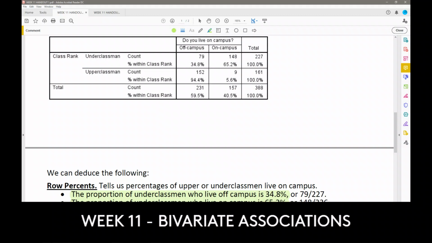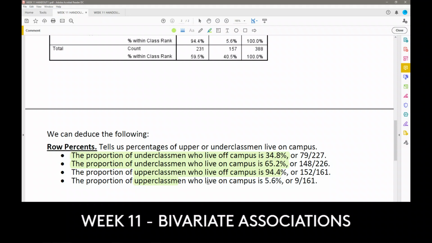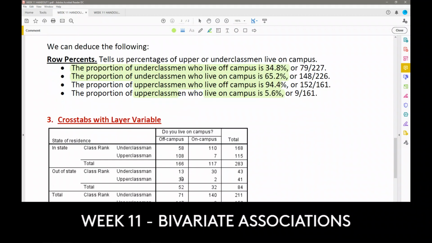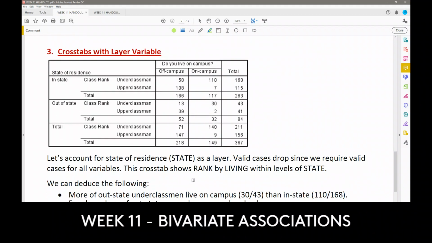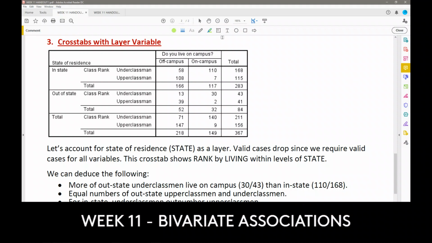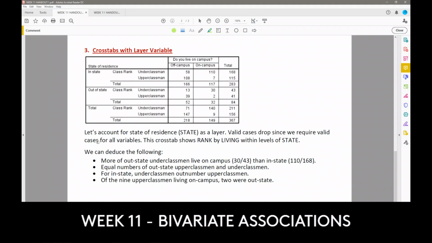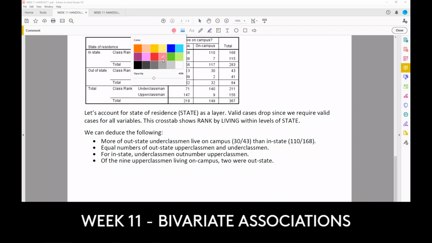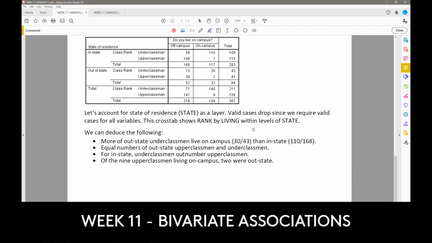We can do the same thing for upperclassmen who live off campus, which is 94.4%, and upperclassmen who live on campus, which is 5.6%. Simple stuff. Now, another thing we can do with the crosstab is we can add what we call a layer variable. So these are the same variables here, but we are adding on top of that another variable and we're layering it. In this instance, we are accounting for the state of residence as a layer.